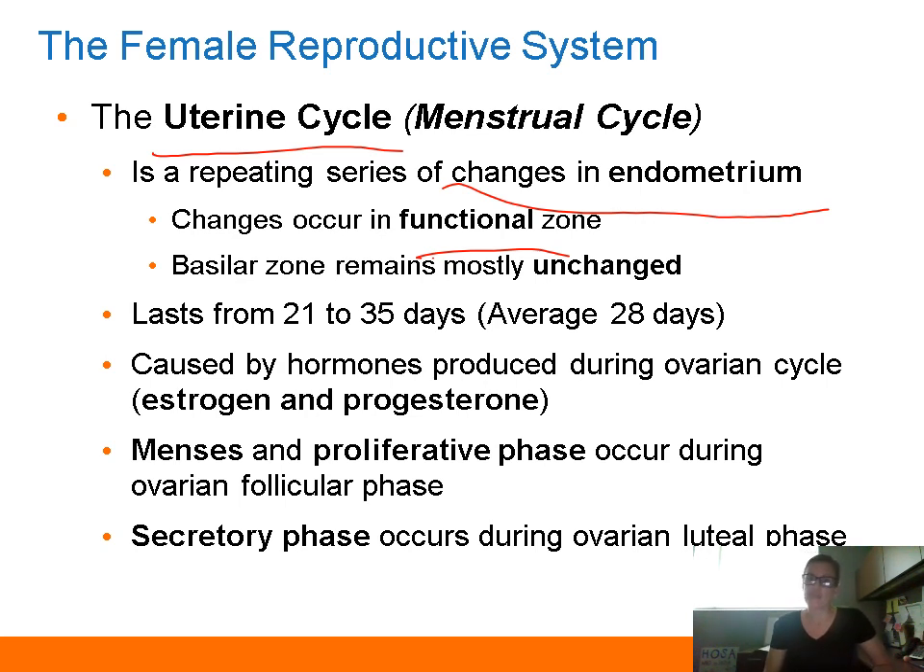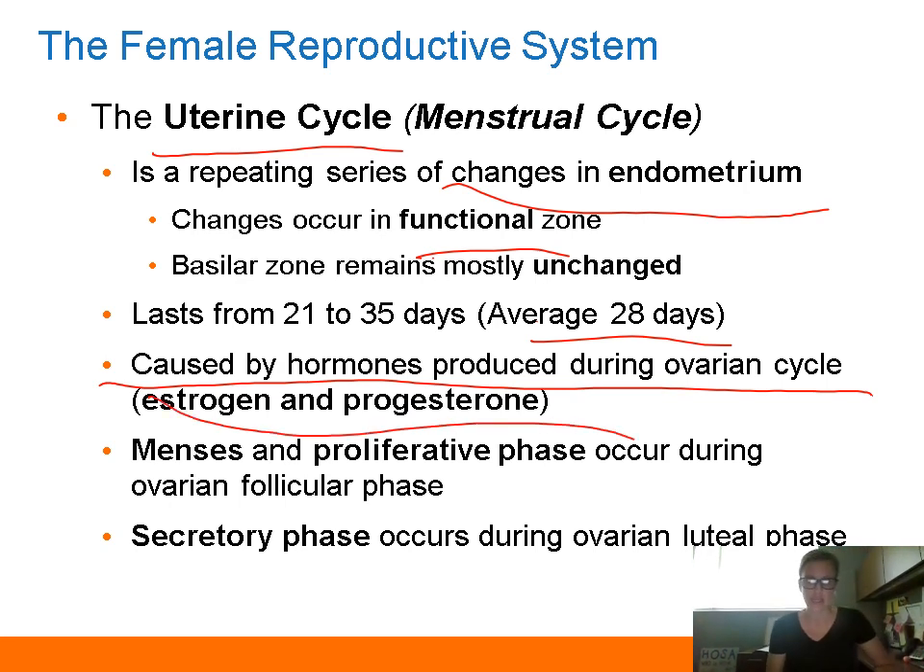The uterine cycle lasts between 21 and 35 days, with the average typical woman's cycle being about 28 days. That matches what we saw with the ovarian cycle, because the ovarian cycle and the uterine cycle go hand in hand. They affect each other. The uterine cycle is caused by hormones that are produced during the ovarian cycle. In the ovarian cycle, remember, we saw that estrogen was produced and progesterone was produced. So the estrogen and progesterone that come from the ovaries are what cause the changes in the uterus.